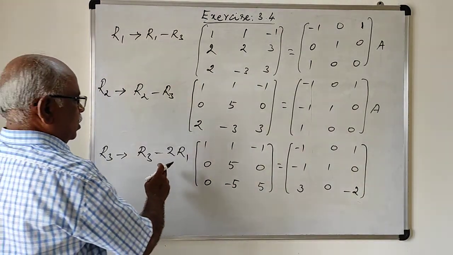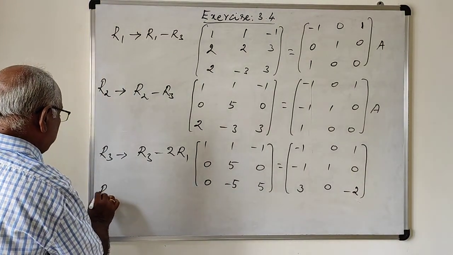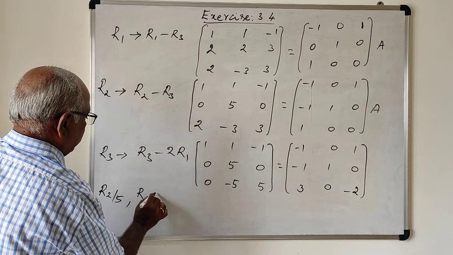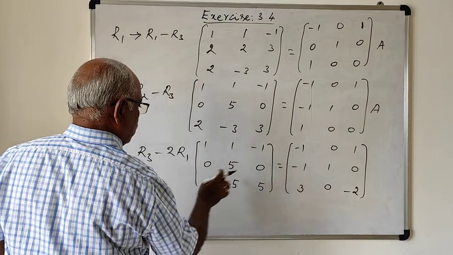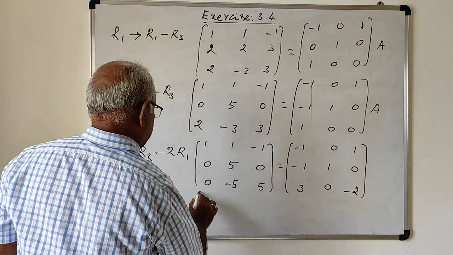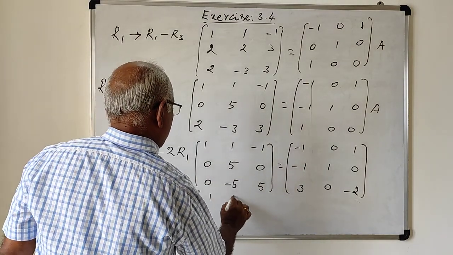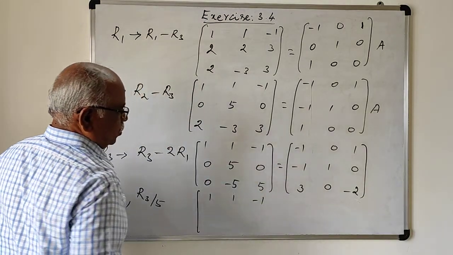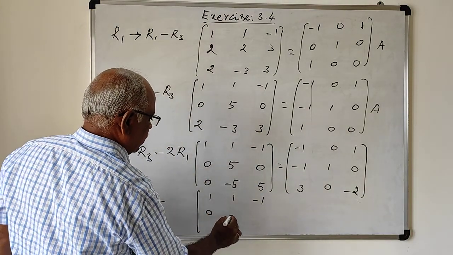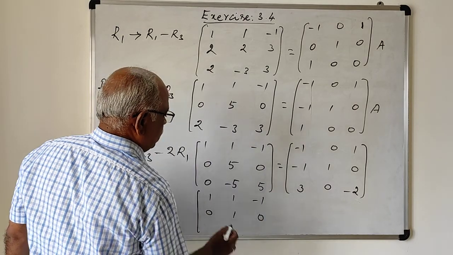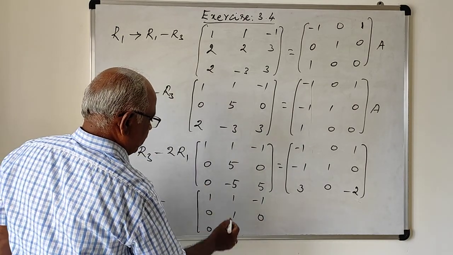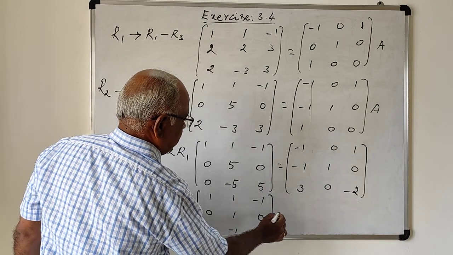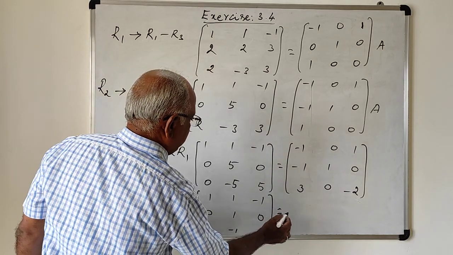Next, you divide R2 elements by 5 and R3 elements also by 5, because 5 is common in both R2 and R3. For that, I get 1, 1 minus 1 as it is. Each element of R2 divided by 5: 0 by 5, 0, 5 by 5, 1, 0 by 5, 0. 0 by 5, 0, minus 5 by 5, minus 1, 5 by 5, 1. Like that, the elements of R2 and R3 are divided by 5.